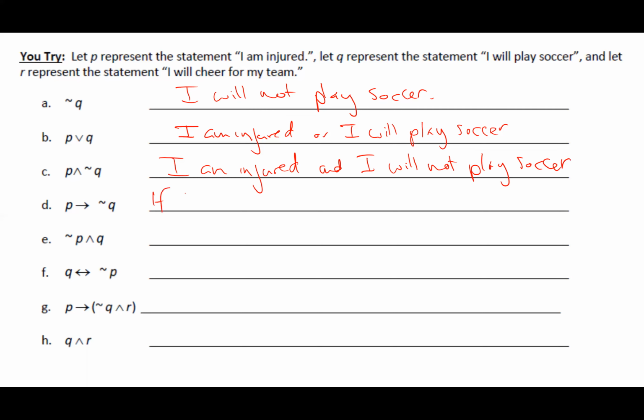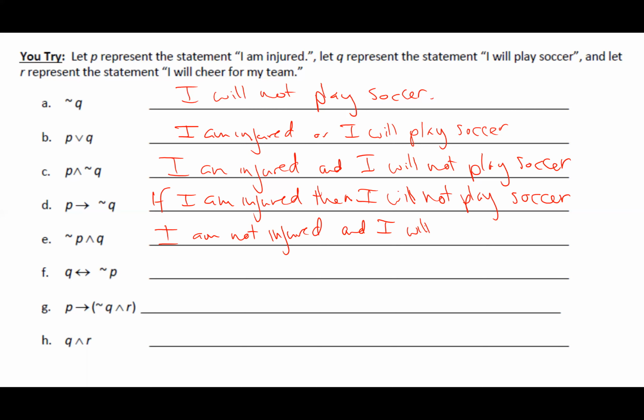If I am injured, then I will not play soccer. Seems to make sense. I am not injured. And I will play soccer. Okay. I will play soccer if and only if I am not injured.